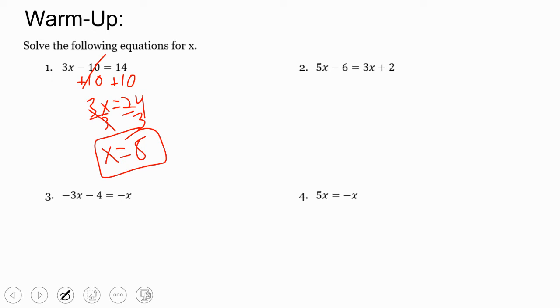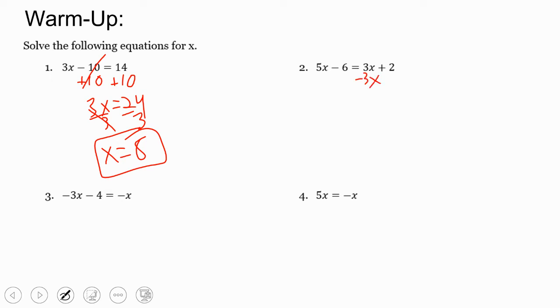In my second problem, I'm looking at this and I'm like, okay, inverse operations want to move things away from the x. But I may notice that there's actually an x on both sides of the equation. So if I want to end with x equals some number, I'm going to need to start by just getting all the x's on one side of the equation. So I have 5x on the left side and 3x on the right side. To get rid of the 3x and move it to the left side, I'm going to subtract 3x from both sides.